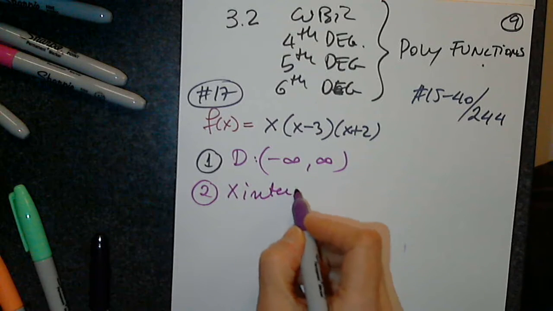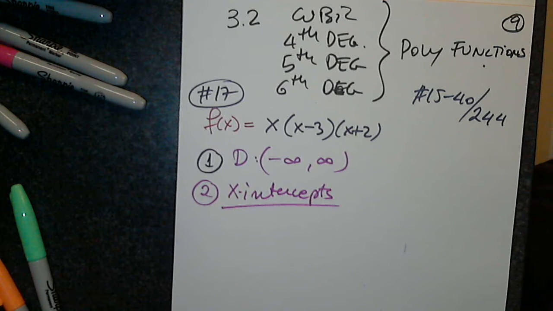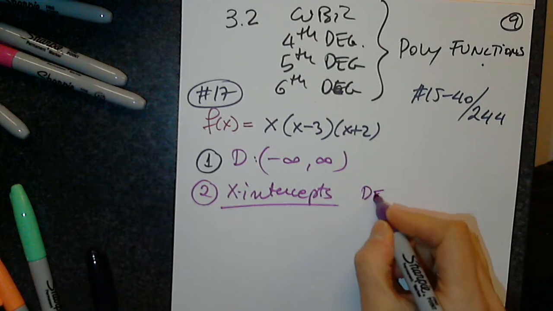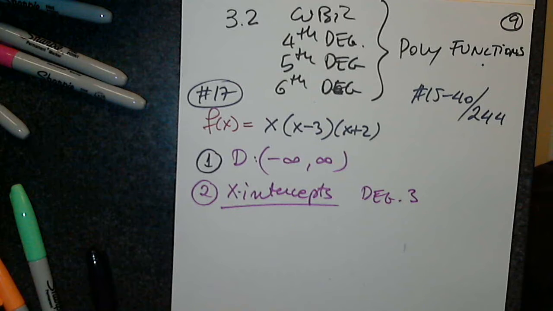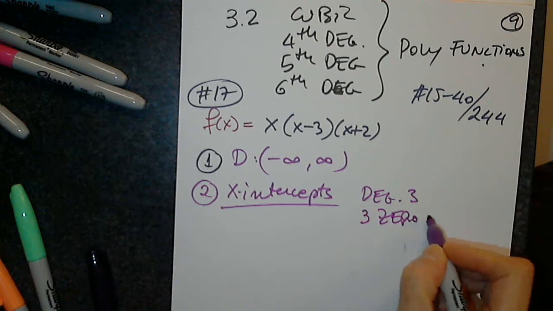Number 2. X-intercepts. I want to refresh your memory on 2 things. Let's talk about the x-intercepts first. So, what is the degree of this function? 3. How many solutions? 3. Yes. So I expect 3 zeros.